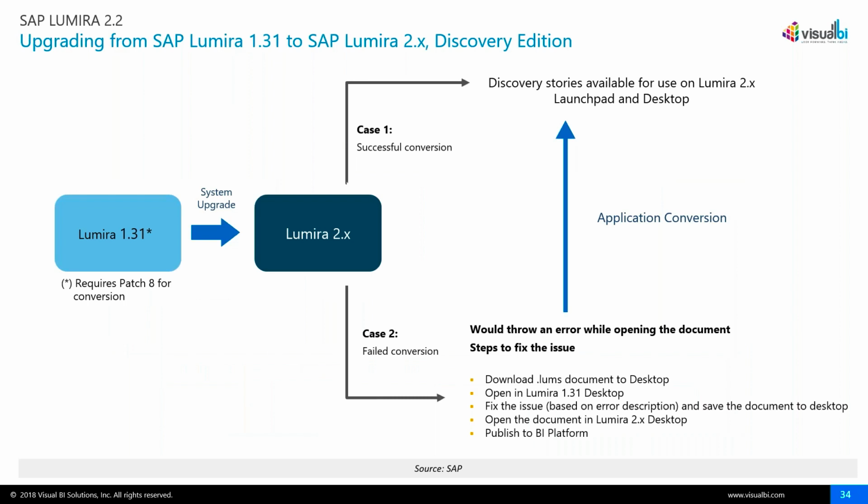Once you have decided to upgrade, if you're looking at upgrading existing applications from Lumira 1.31 to 2.0 or 2.1 Discovery, it's actually pretty easy. Once you've made the upgrade on the tool, you can successfully convert all of your Discovery stories by simply opening them up, changing them to 2.0 mode or 2.1 mode, and publishing them back to the BI platform.